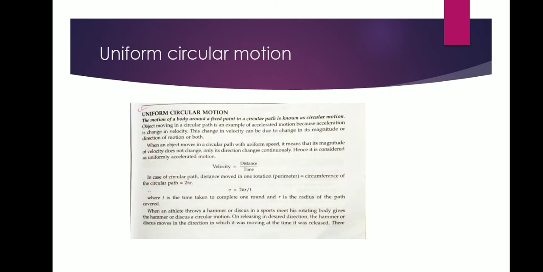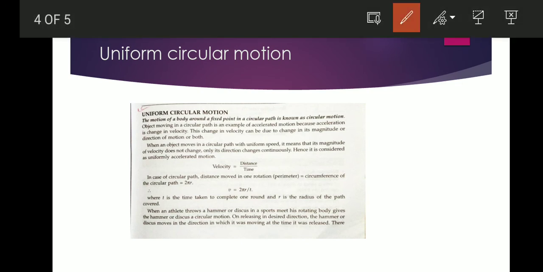In the next slide, we have uniform circular motion. What is uniform circular motion? The motion of a body around a fixed point in a circular path is known as circular motion. In this case, the motion should be in a circle shape.